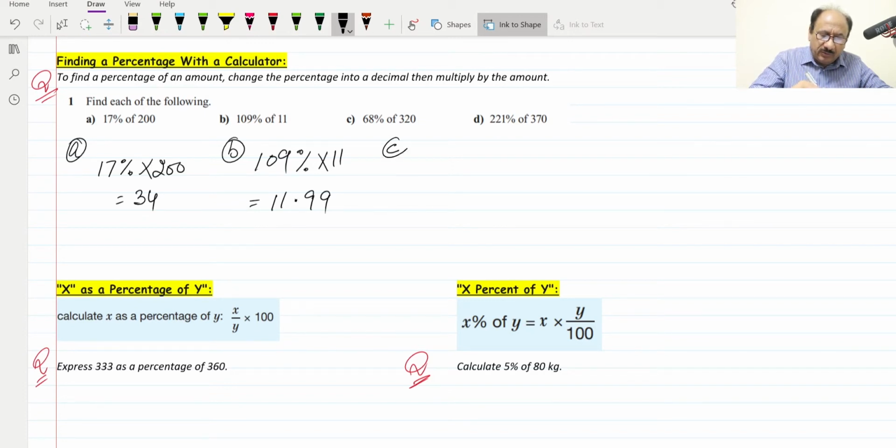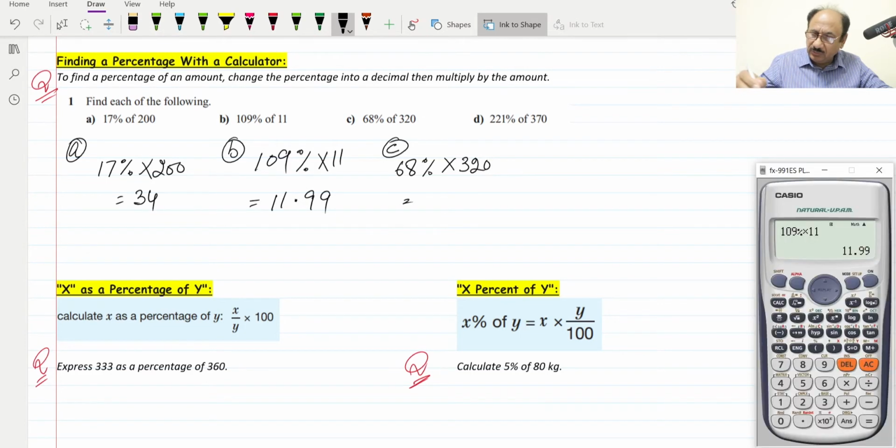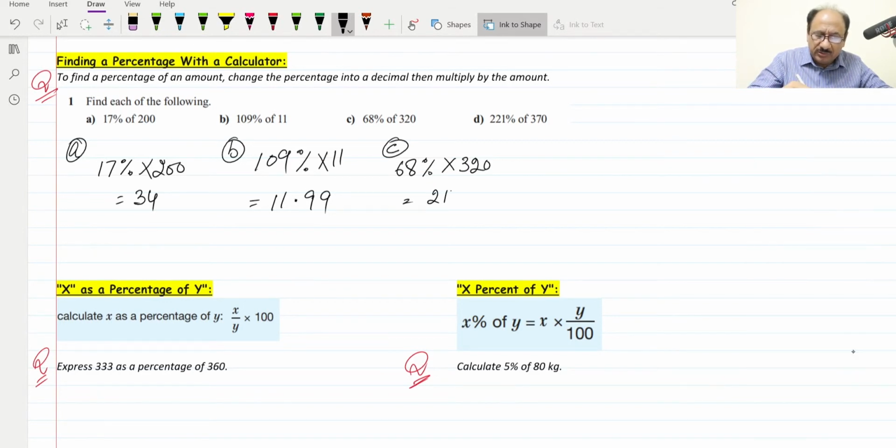Similarly, part C also. 68% of 320: we write 68, then percent symbol and multiplication, 320, and this will be equal to 217.6. 217.6 will be our answer.